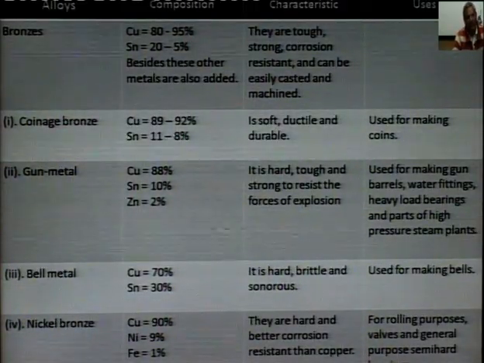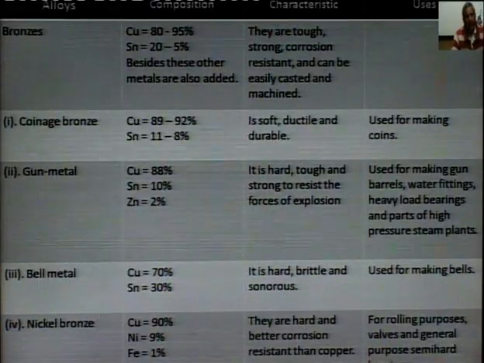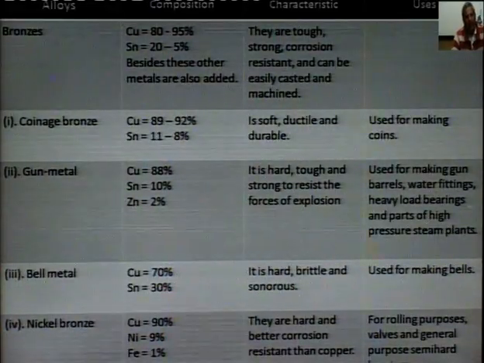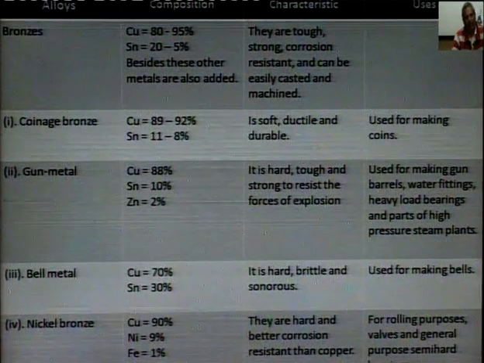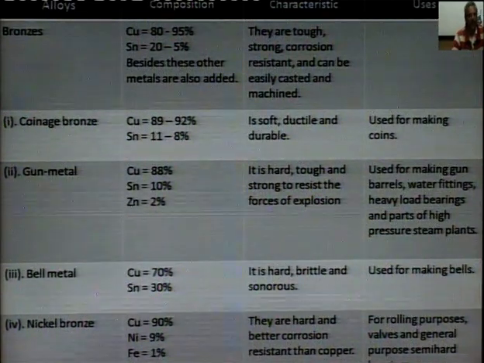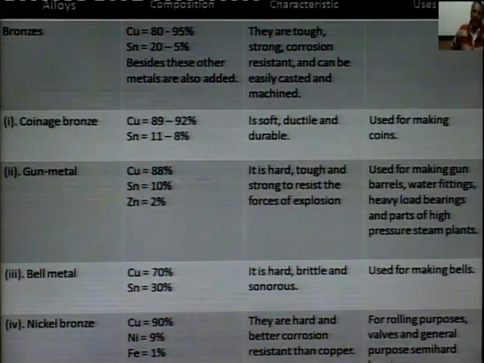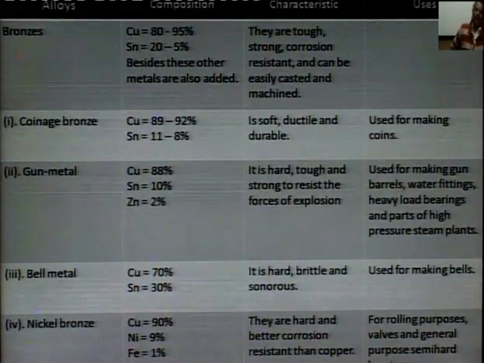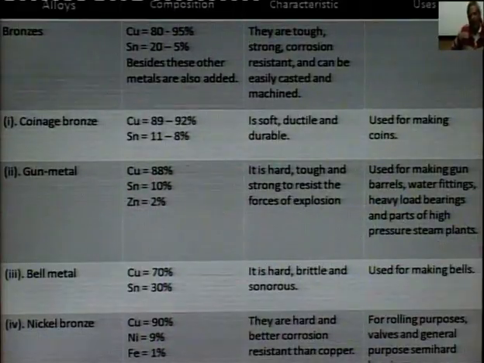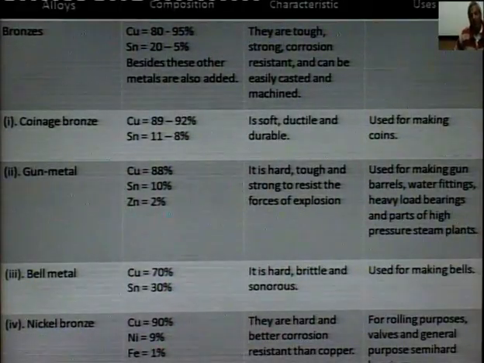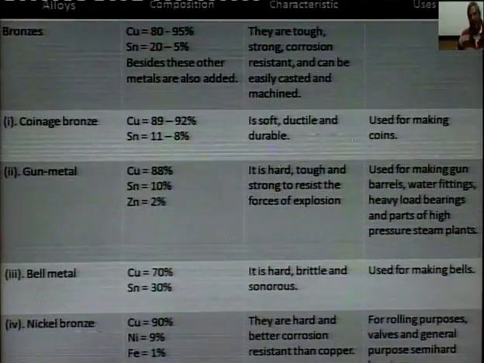Nickel bronze. The composition of nickel bronze is copper 90%, nickel 9%, and iron 1%. They are hard and have better corrosion resistance than copper. It is used for rolling purposes, valves, and general purpose semi-hard bearings.